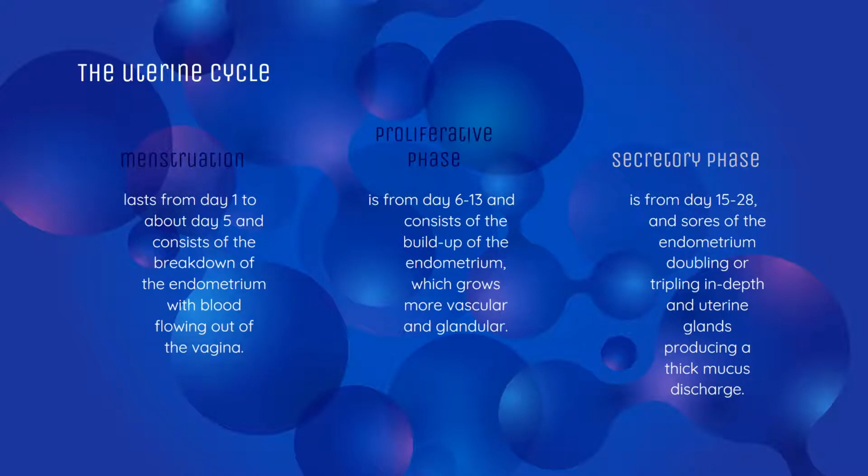Then we have the secretory phase, from day 15 to day 28, which consists of the endometrium doubling or tripling in depth and uterine glands producing a thick mucus discharge. The discharge of progesterone by the corpus luteum produces the secretory phase. The endometrium is now able to receive a developing embryo. If fertilization and implantation do not occur, the corpus luteum will degenerate, resulting in lower levels of the sex hormones that will lead to the breakdown of the endometrium and menstruation.